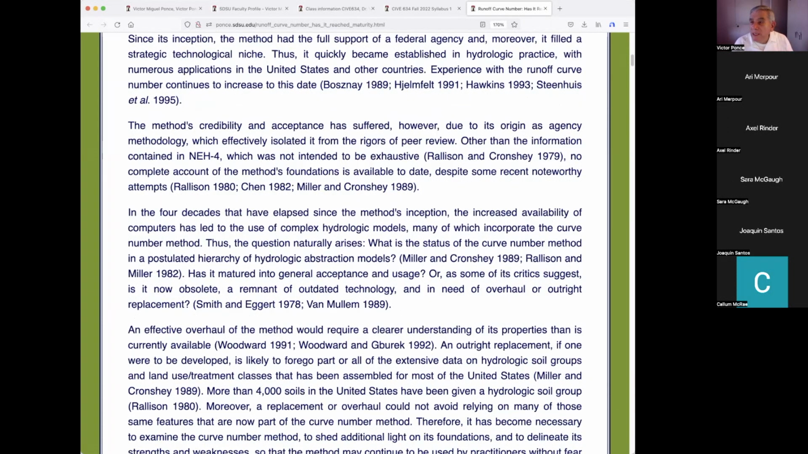The method's credibility and acceptance has suffered, however, due to its origin as agency methodology, which effectively isolated it from the rigors of peer review, meaning the agency had somebody doing the work for 20 years, by the way, and then published it. There's no peer review, nothing. Peer review is something that is considered academic, and these guys are not academicians. They are people in the government, hydrologists of the federal government, okay?